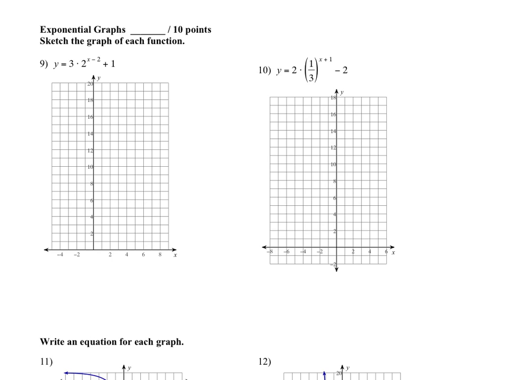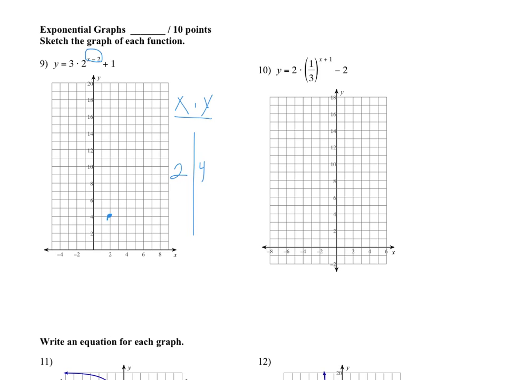Okay, we've got to graph a couple of exponential graphs, and to do this, I'm going to make a table. I'm going to start my table at whatever makes that exponent equal to 0. So in this case, that's going to be 2. When I plug 2 in, I get 3 times 1 is 3 plus 1 is 4. So 2 comma 4 is going to be my first point.